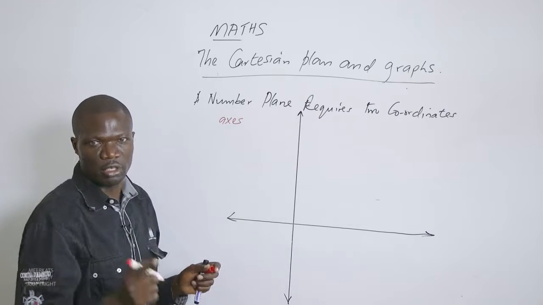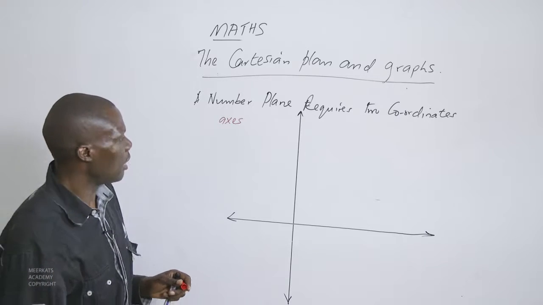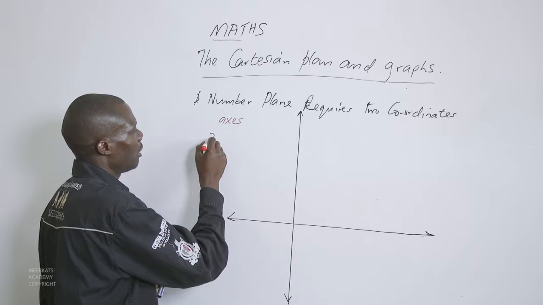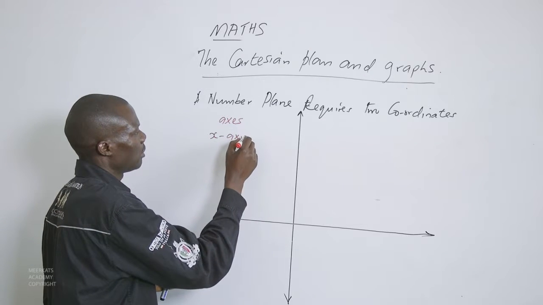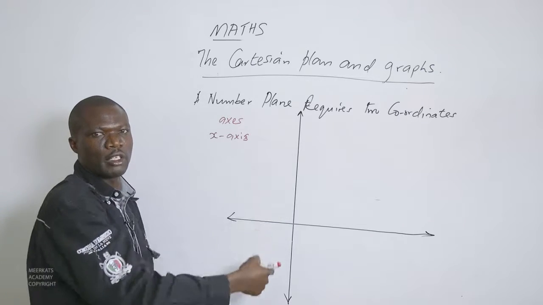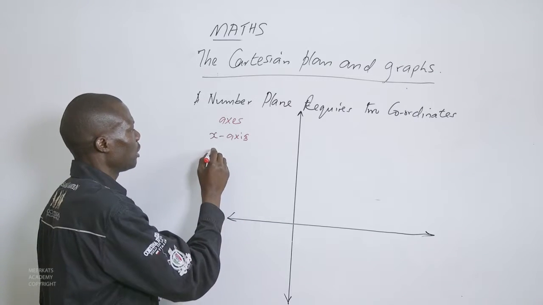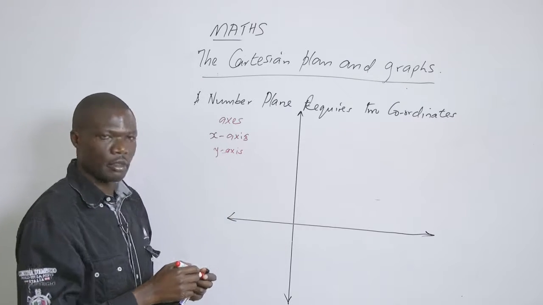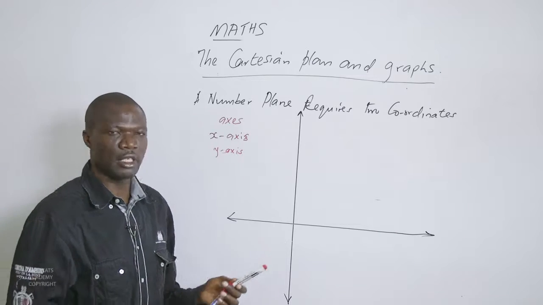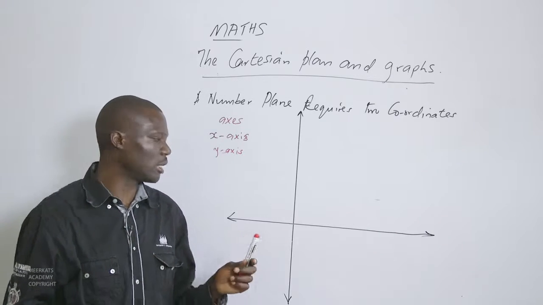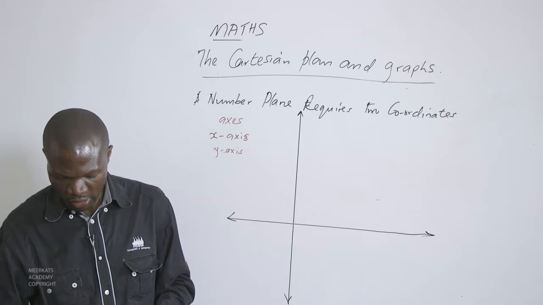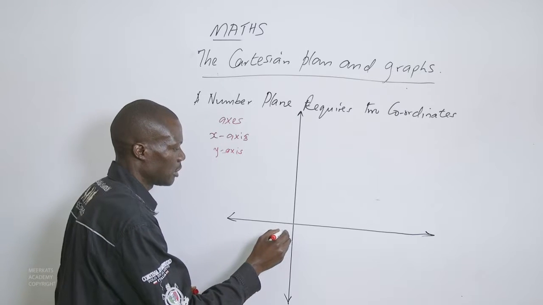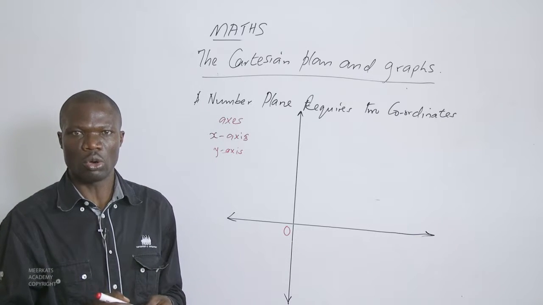You are seeing these 2 lines. Those are the axes. The horizontal one is what we call the x-axis. The vertical line, we refer to it as the y-axis. The 2 lines intersect at a right angle, and they intersect at the origin. At this point that we call the origin, we label it as capital letter O.